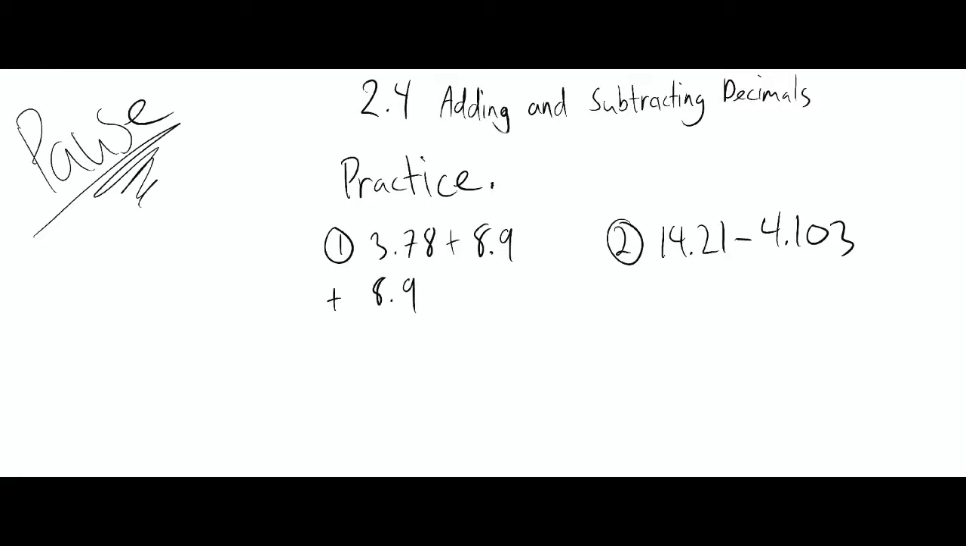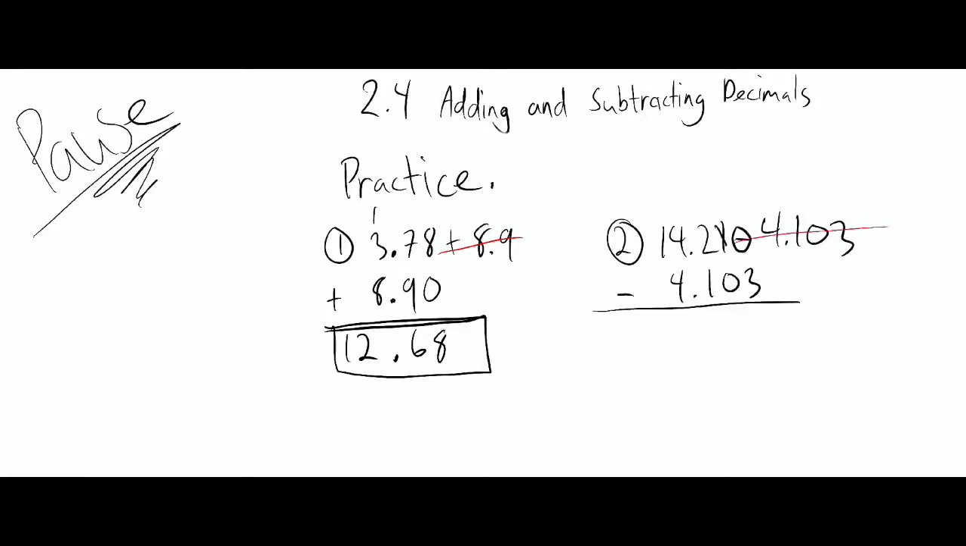And let's practice. So you line up the decimals. Don't forget that 0 for a placeholder. So you do 8 plus 0 is 8, 7 plus 9 is 16, carry it over, 12.68. And then on this other one here, similarly, you just line it up and borrow.